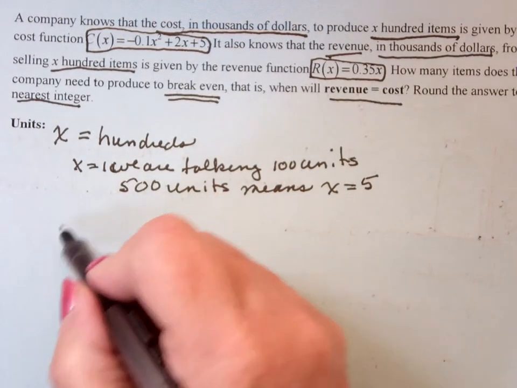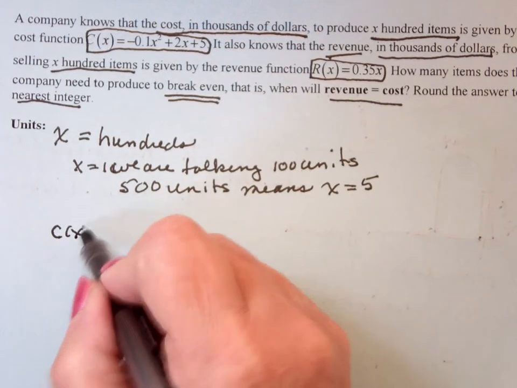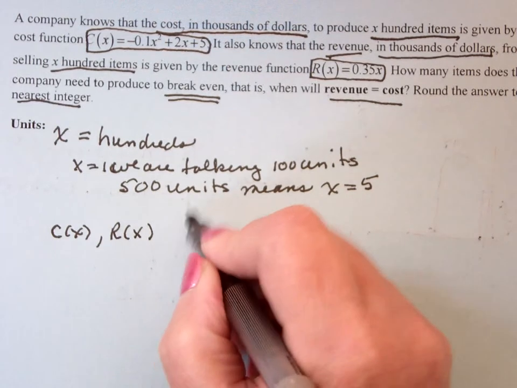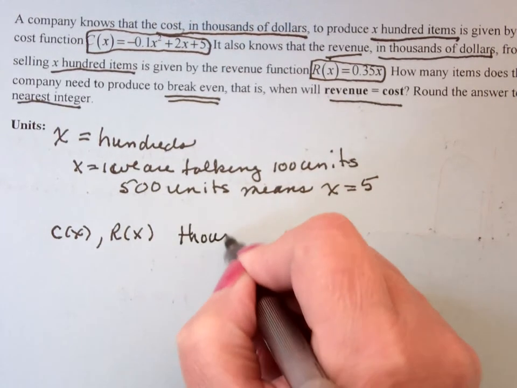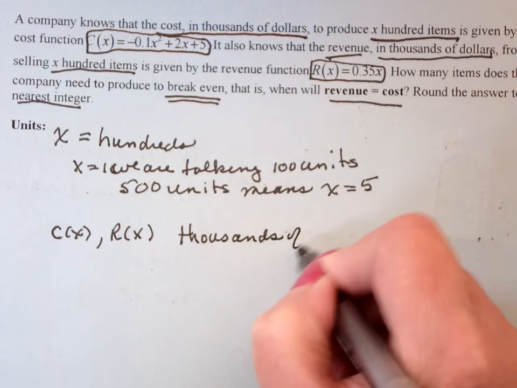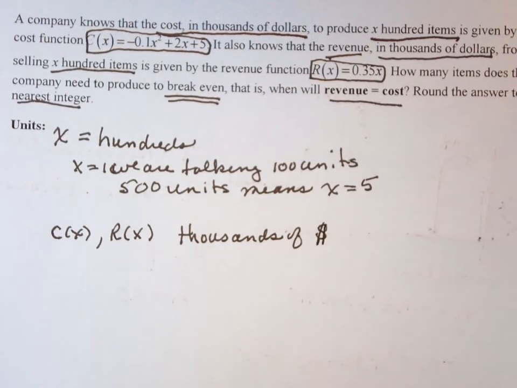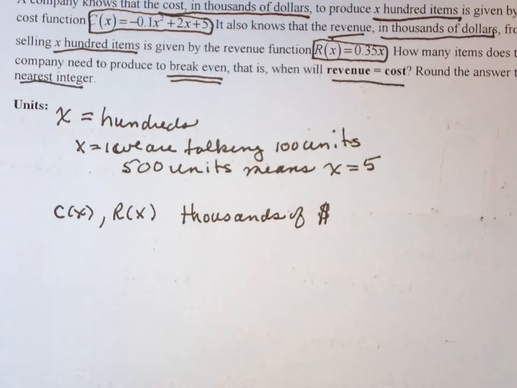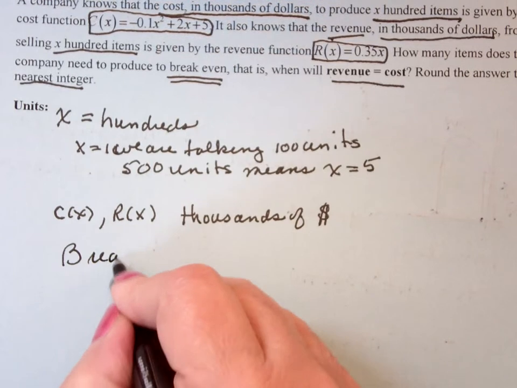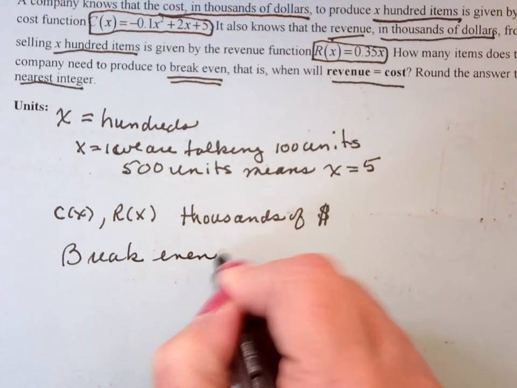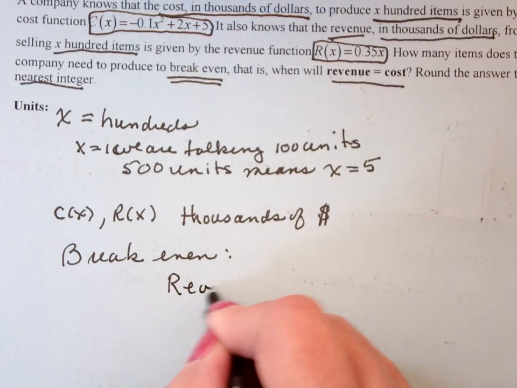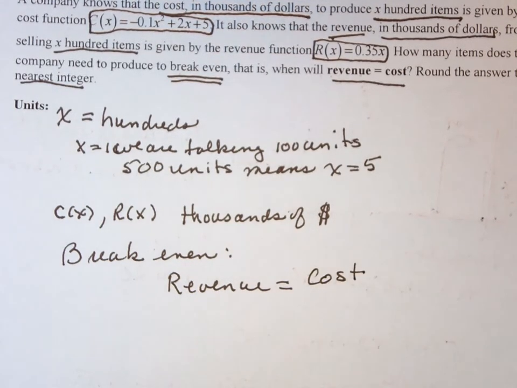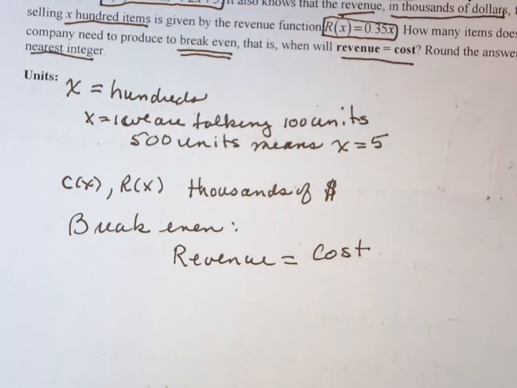And then we have C of X and R of X. These are Y values, and these are in thousands of dollars. So we know what the units are. They want the break even, so break even means revenue equals cost, or cost equals revenue, doesn't matter which way you take it.